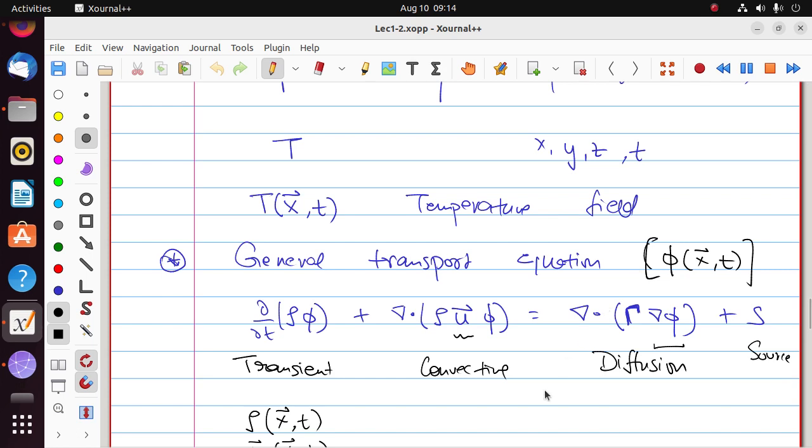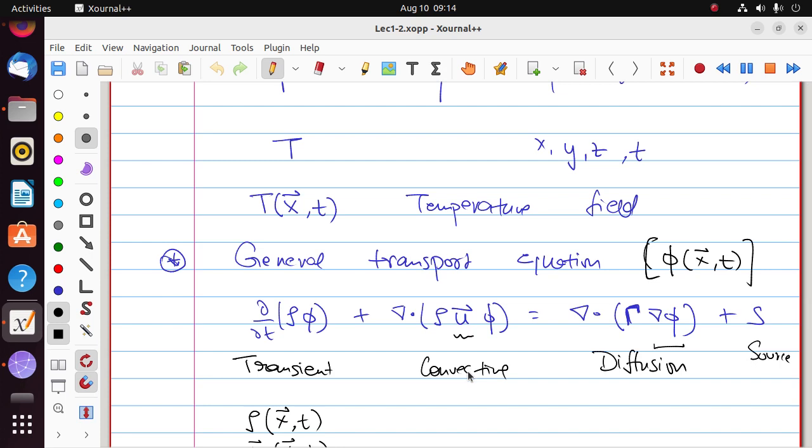So we have four terms in this common form. The first one is called the transient term, which has the partial derivative with respect to time. The second one on the left hand side is called the convective term. This is the term that is responsible for convecting the information because of flow.